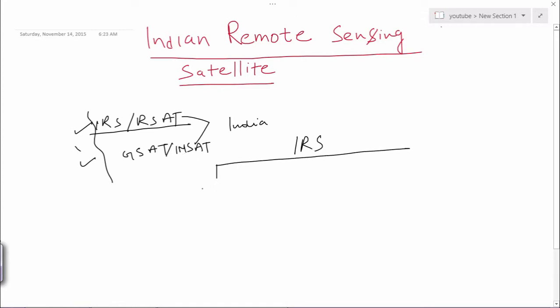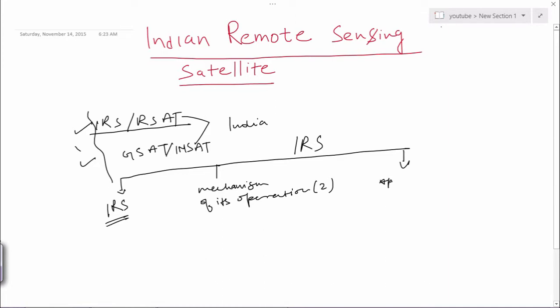So we'll first be looking at the mechanism of its operation, and this will be the second part of the video. Before that, we need to see what basically is IRS, that is what is an Indian Remote Sensing Satellite, and then we'll see application or utility, and finally some facts related to IRS.